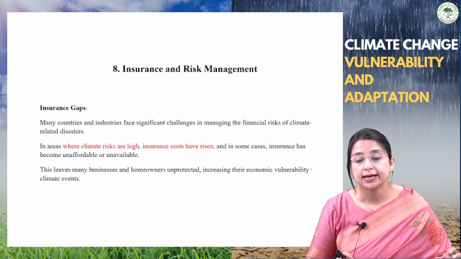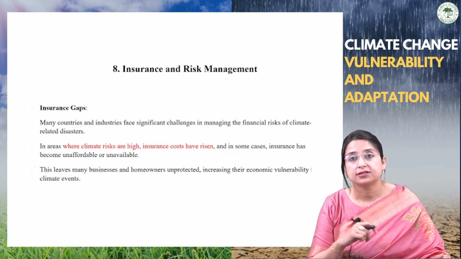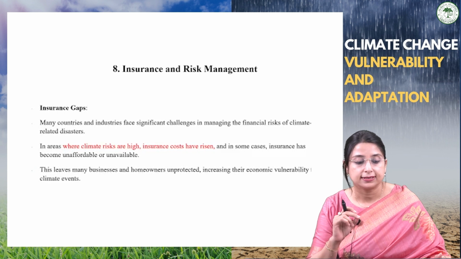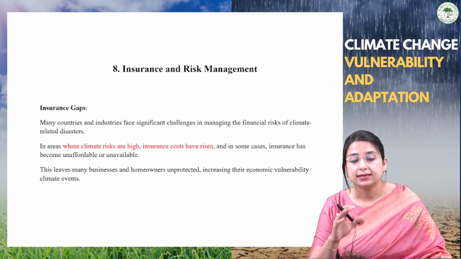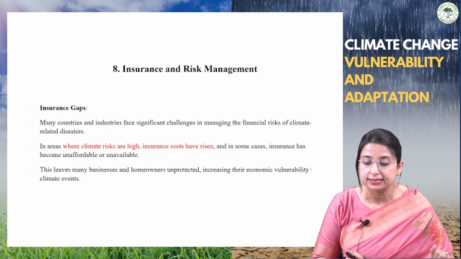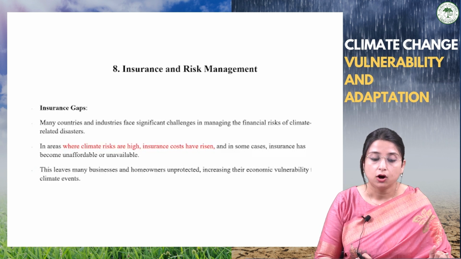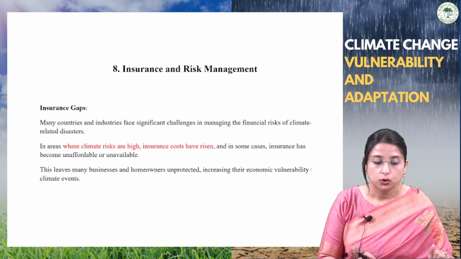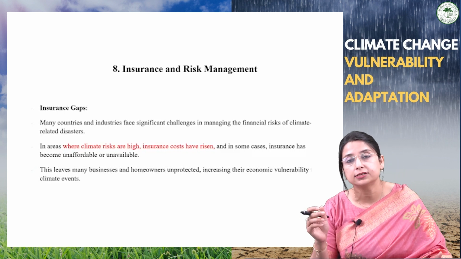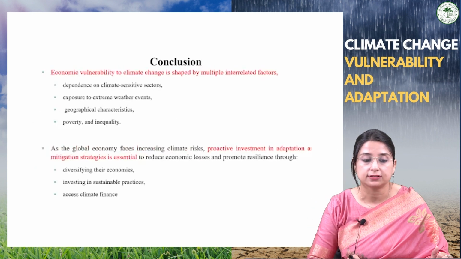And lastly, insurance and risk management. If we talk about the insurance gap, many countries and even industries face significant challenges in managing the financial risk of climate-related disasters. In countries where climate risks are high, insurance costs have risen, and in many cases insurance has become unaffordable or even unavailable. So this leaves businessmen, or industrialists, and even homeowners unprotected, increasing their economic vulnerability to climate events.